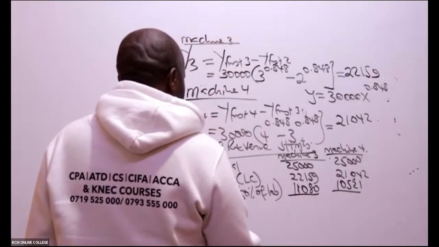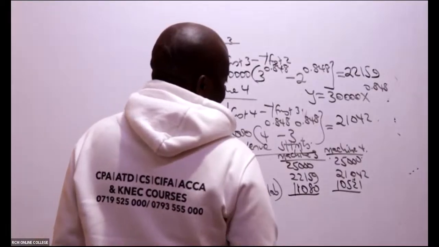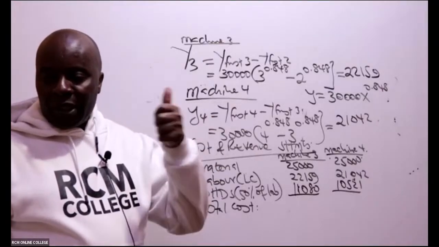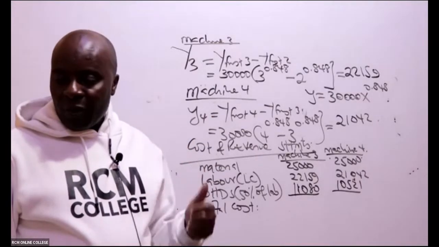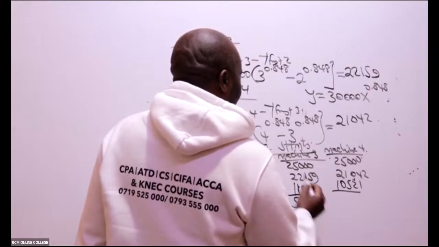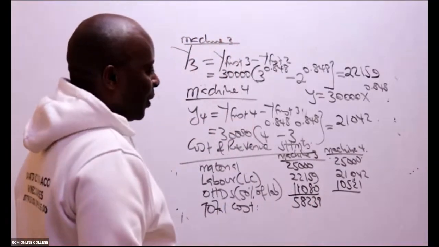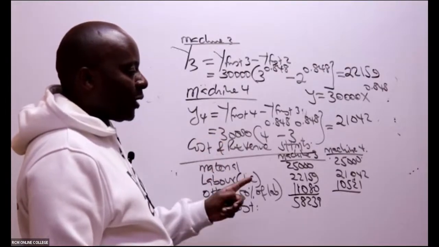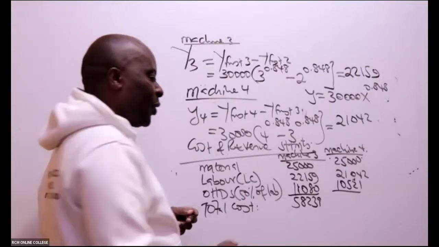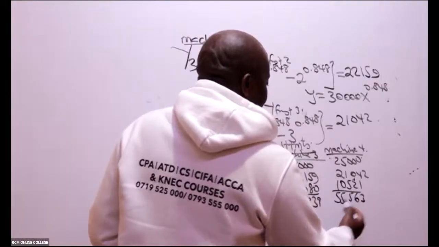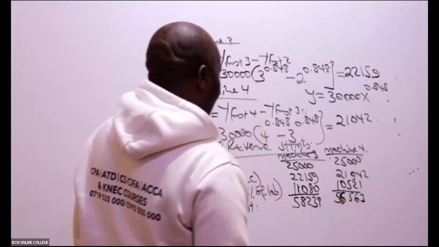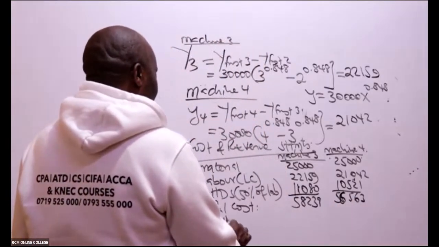Total cost. For machine 3, can somebody add up everything? We are prophesying we shall be getting 58,239. And then total cost for machine 4 will be that plus that plus that. 56,563. Is it 55 or 56? 56,563.